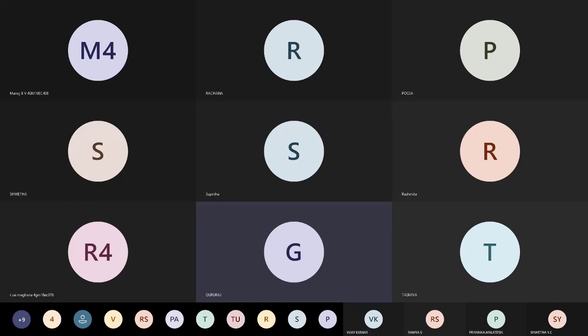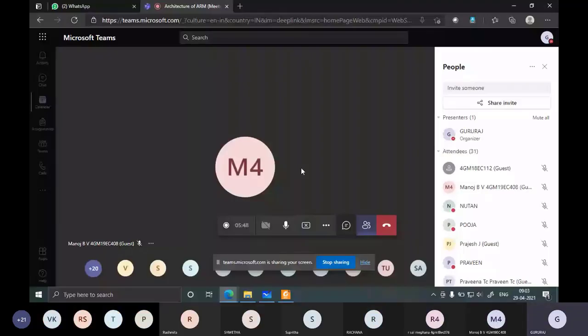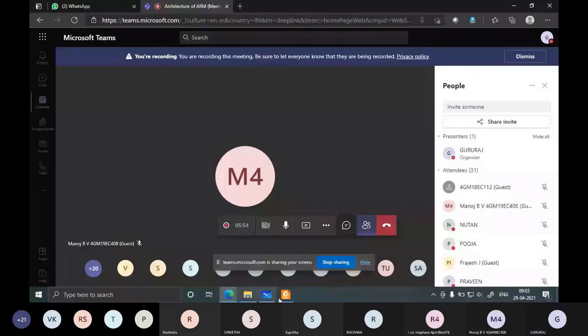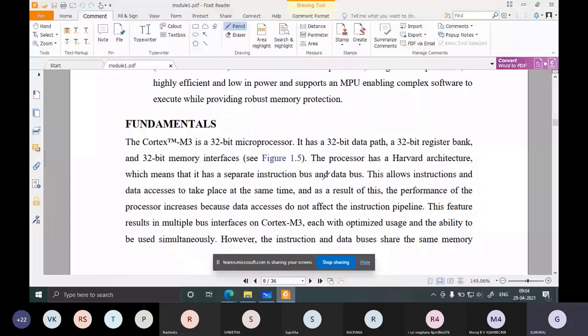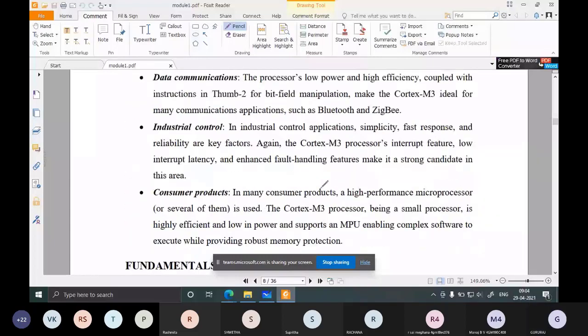We discussed the architectures that are available in ARM devices. We talked about thumb technology, the thumb instruction set, then the ARM instruction set, then Cortex M3, the devices belonging to architecture version 7 and above, which support only the thumb 2 instruction set. Yesterday we saw the diagram for that, and we talked about the applications of Cortex M3.